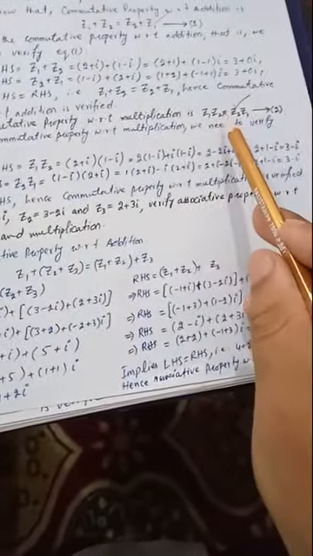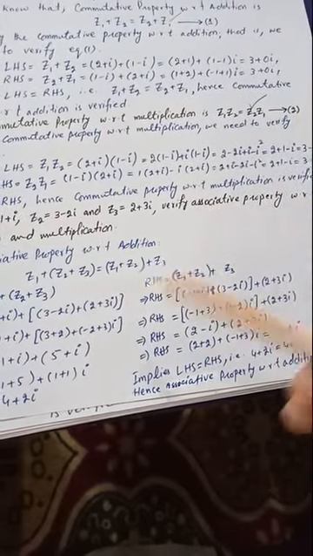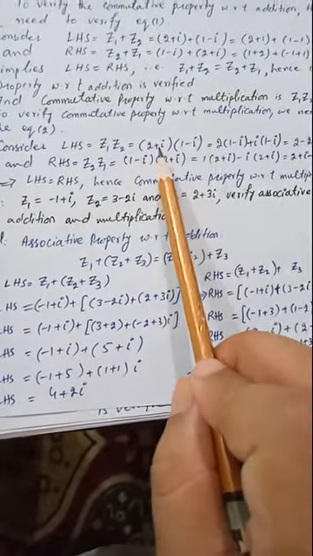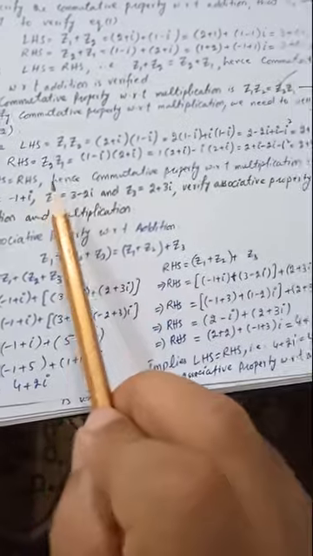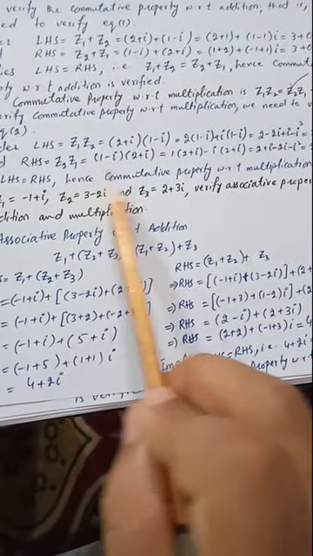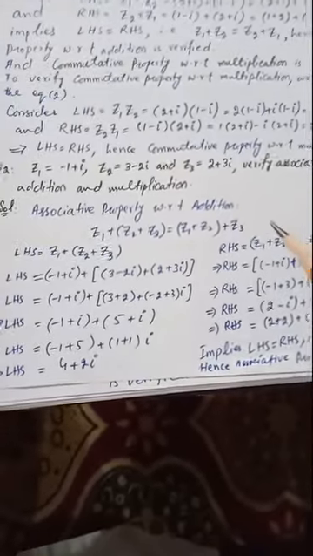Now commutative property with respect to multiplication, z1 multiplied by z2 or z2 multiplied by z1, the result must be the same. So you see that first of all I multiply z1 with z2, so I get 3 minus iota. Then I multiply z2 with z1, so I get 3 minus iota. So you see that both the left hand side and right hand side are equal, so hence commutative property with respect to multiplication is verified.